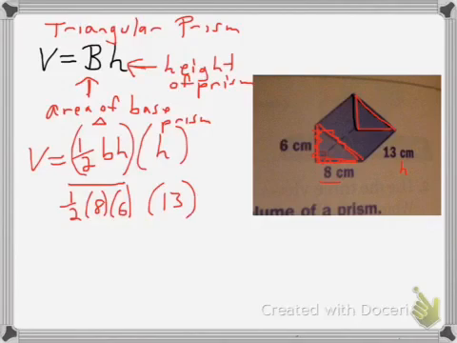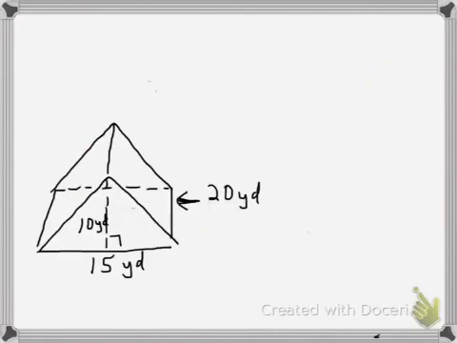So you would do 8 times 6 times 13 and divide by 2. 8 times 6 times 13, divide by 2. 312. We're still talking volume here, so we get centimeters cubed. Centimeters cubed.